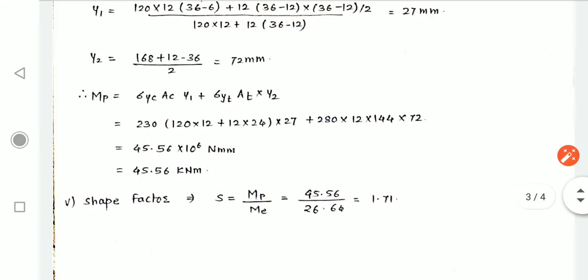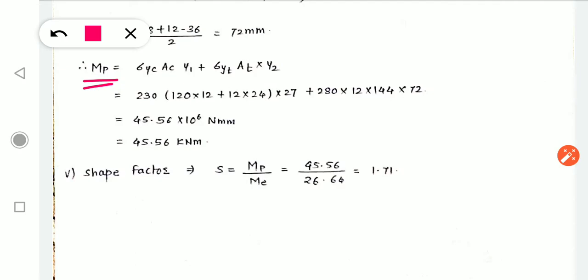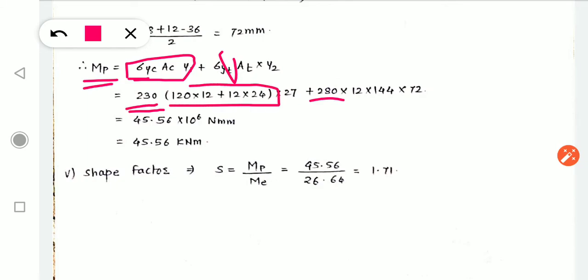Okay, now the final step is to calculate MP. How to calculate sigma y? See, why are we writing it separately? Because the stress for compression is different, see here, and the stress for tension is different, which is 280. Therefore we are writing it separately. You have to modify your MP and ME formulas according to how the question is asked. So here 230 into area into y, which I already explained, what is area, what is y.